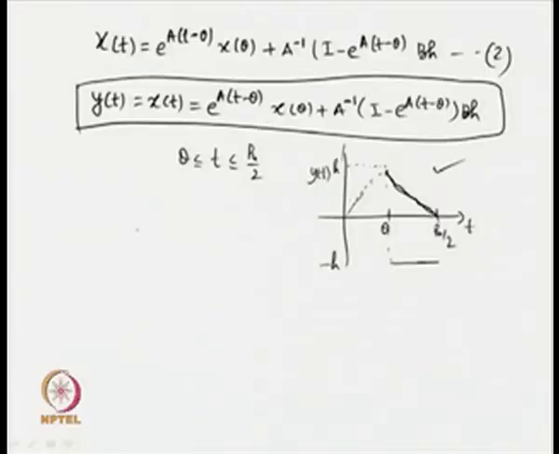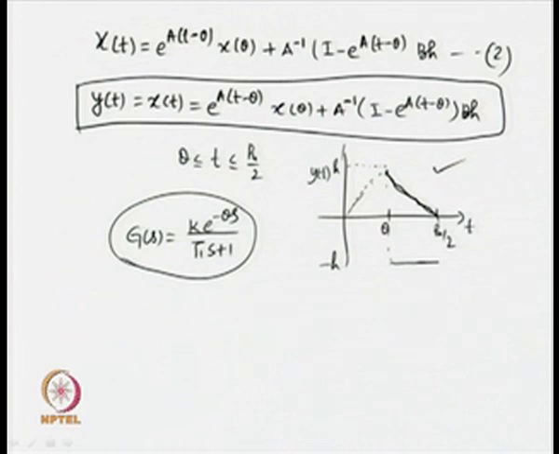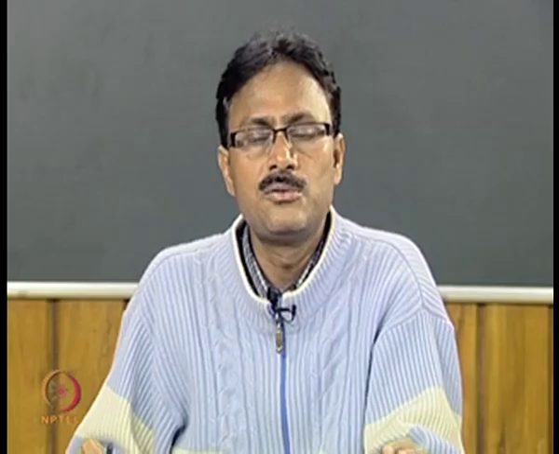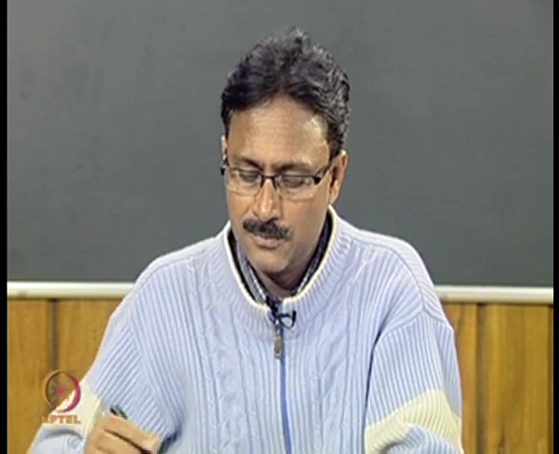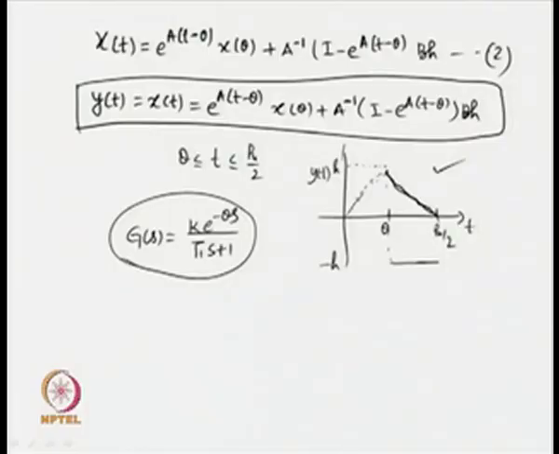What I mean by that, since the system is now G(s) equal to k e to the power minus theta s upon T s plus 1. When the system is subjected to a relay test, then the system produces a typical output of this form, and we have been able to derive analytical expressions for the output of the system.